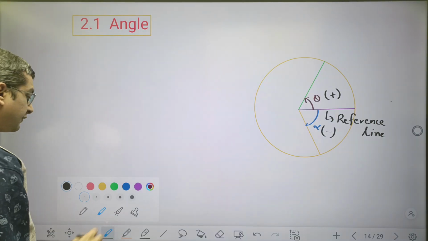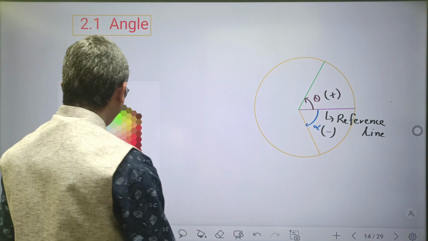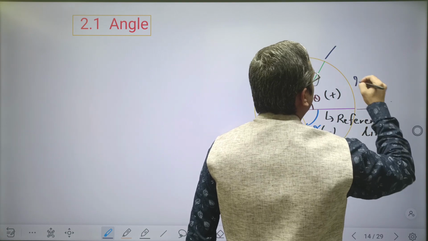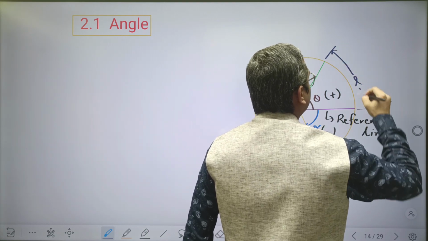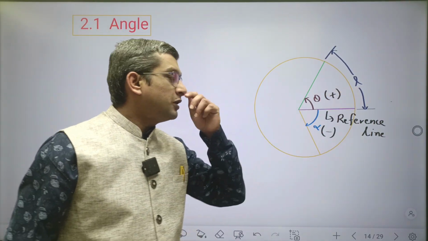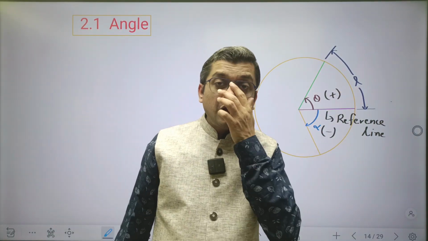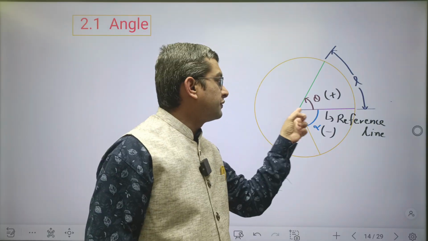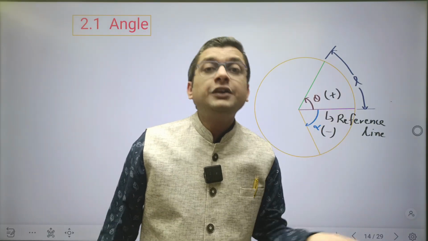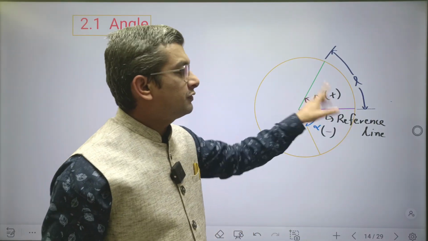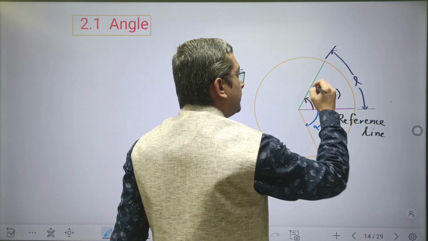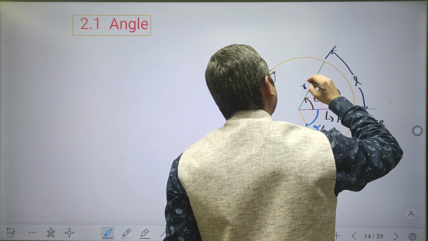Now how can we define this angle theta? It will be defined in the way that this is an arc, and let us suppose the length of this arc is L. How is this arc formed? This arc is formed by the help of two lines. The first line is reference line, and the second line is this green line, whose angle is to be measured with respect to this reference line. So this is arc L, and the radius of this circle is r.